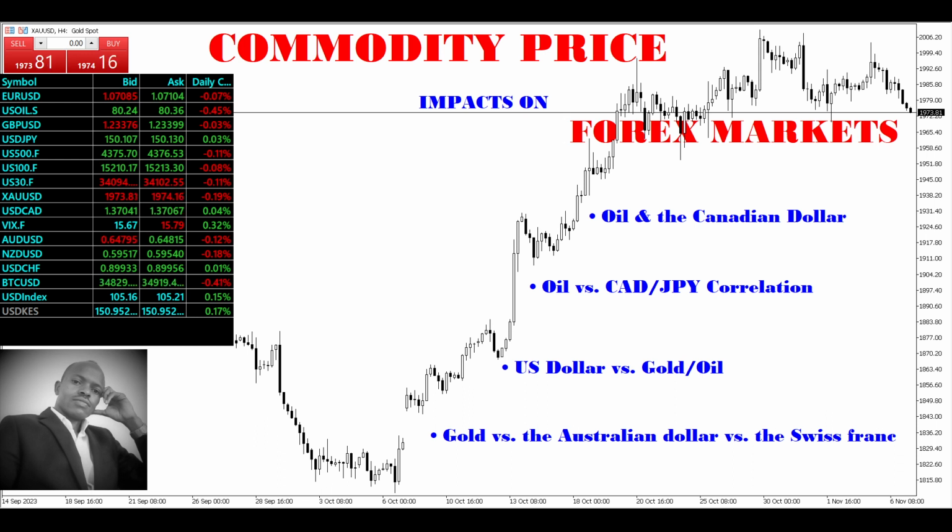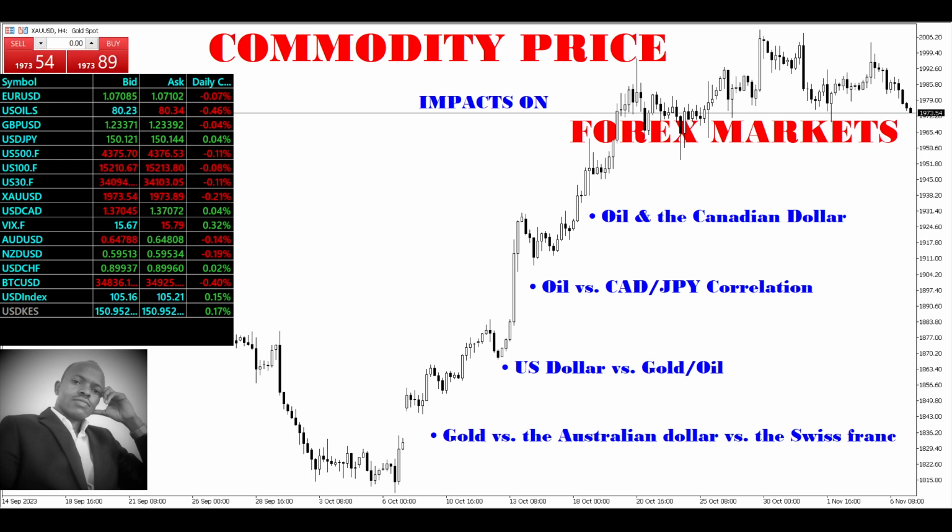So some of the correlations that we will be looking at include oil and the Canadian dollar, oil versus Canadian dollar Japanese yen correlation, the US dollar versus gold and oil, and finally gold versus the Australian dollar versus the Swiss franc.